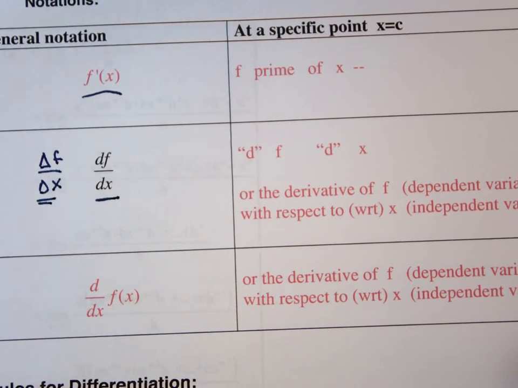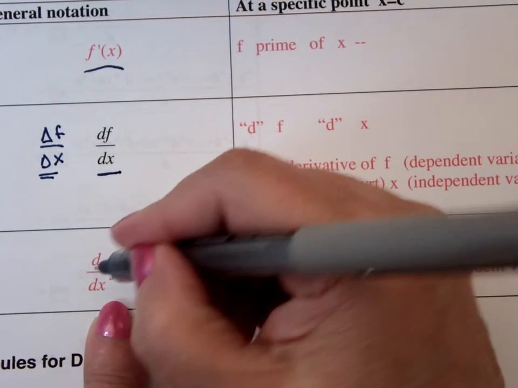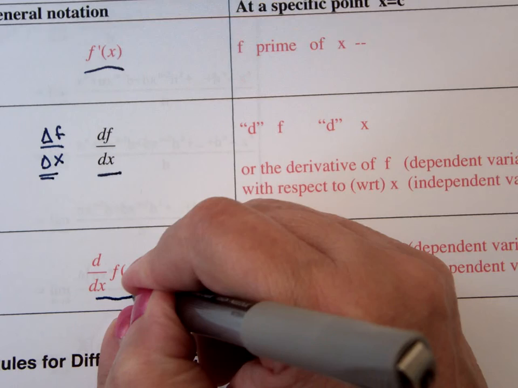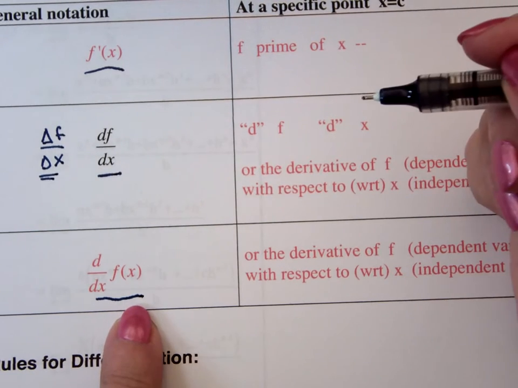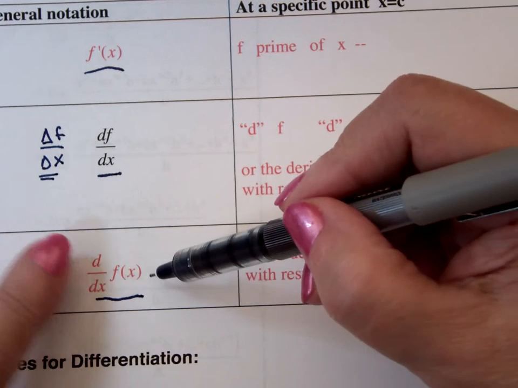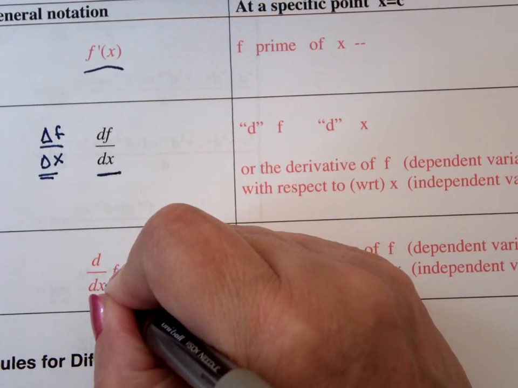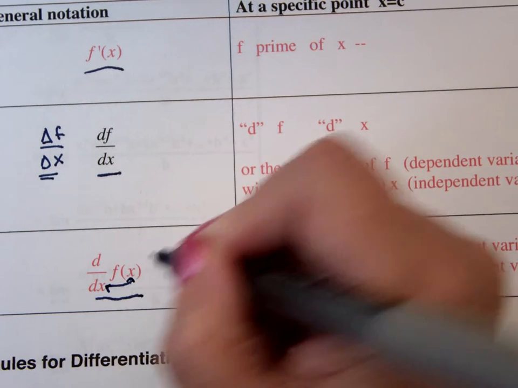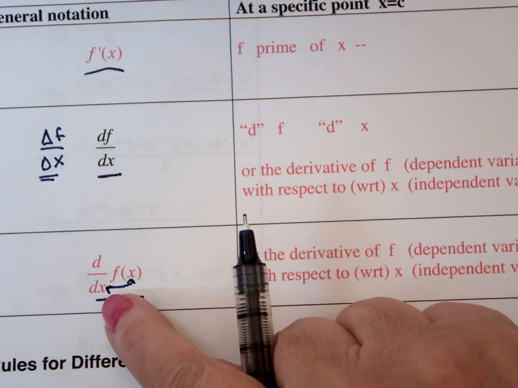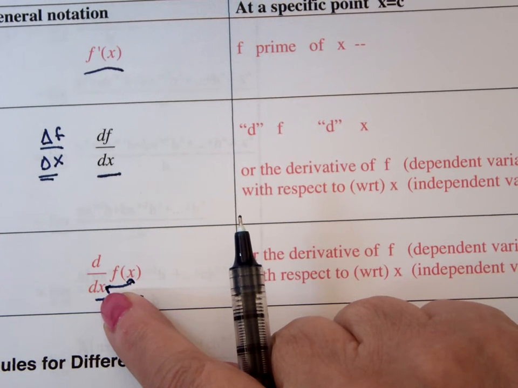It's also called an operator, and that's how it appears here. That says I'm going to take the derivative, and you're going to see me use this very frequently as we go through the rules. The derivative with respect to x of f of x. The variable in the function should match the variable in the denominator.